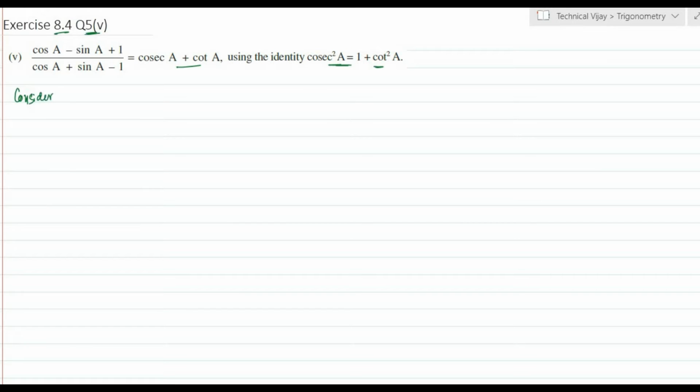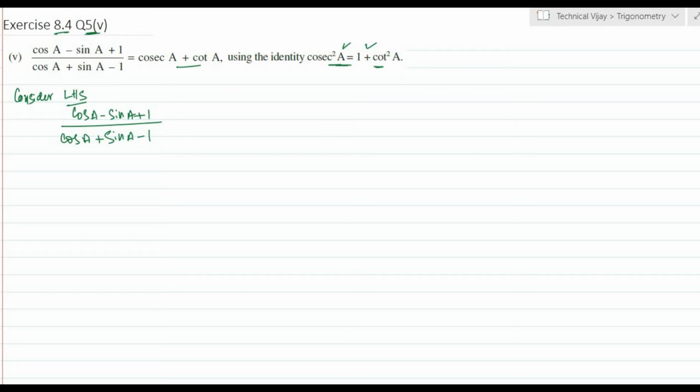Consider LHS, that is, left hand side. Here we have (cos A minus sin A plus 1) divided by (cos A plus sin A minus 1). Here we have to use cosecant and cot, but we are given only cos and sin. So we have to convert everything into cot or cosecant. Let us convert it into cot.